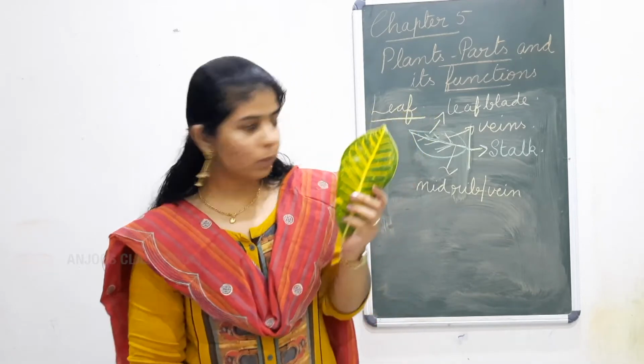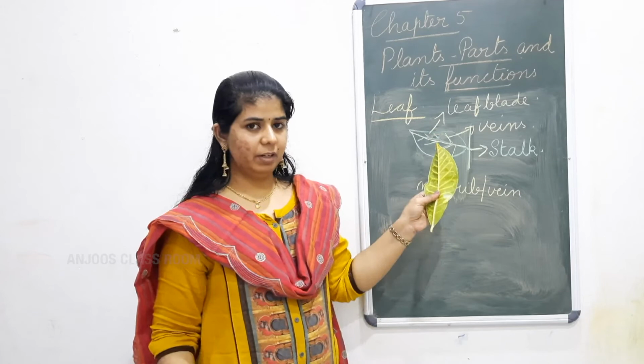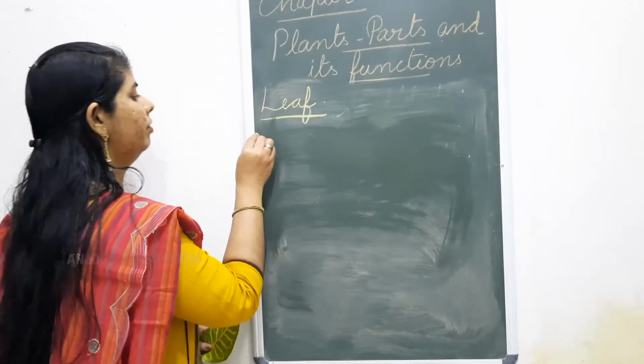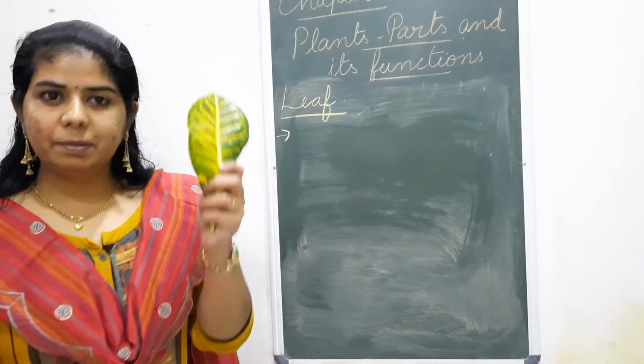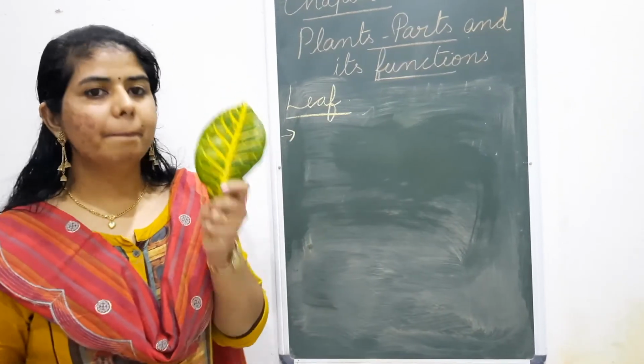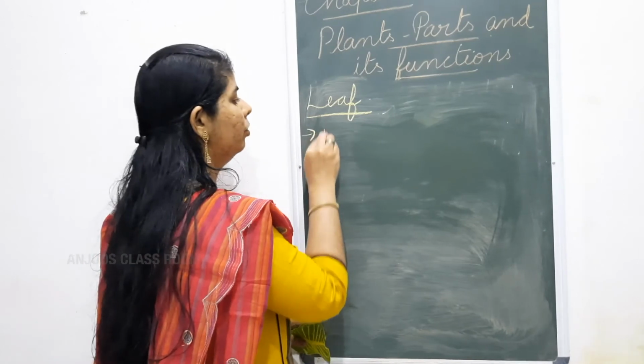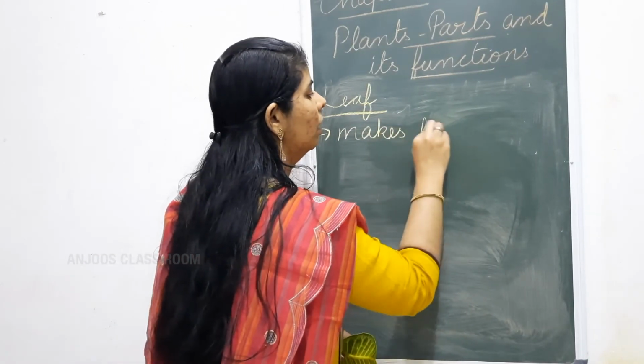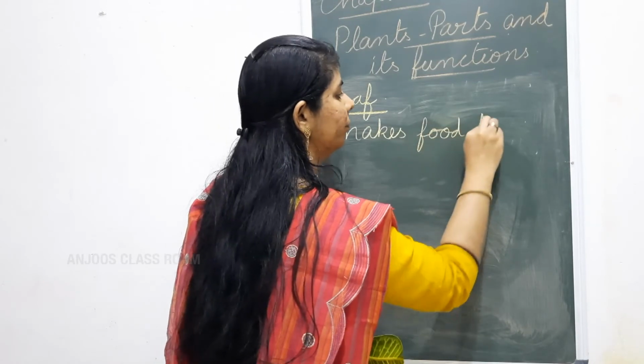So that is the next one. You understood the parts of a leaf. Now we'll come to the function of the leaf. So the first one, what is it? It makes food for the plant. Leaf makes food for the plant.